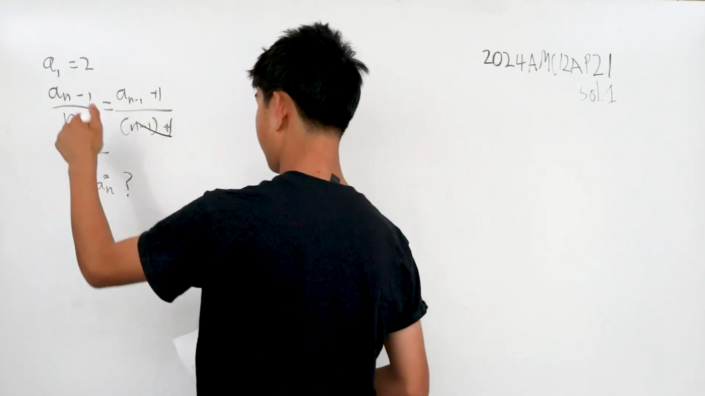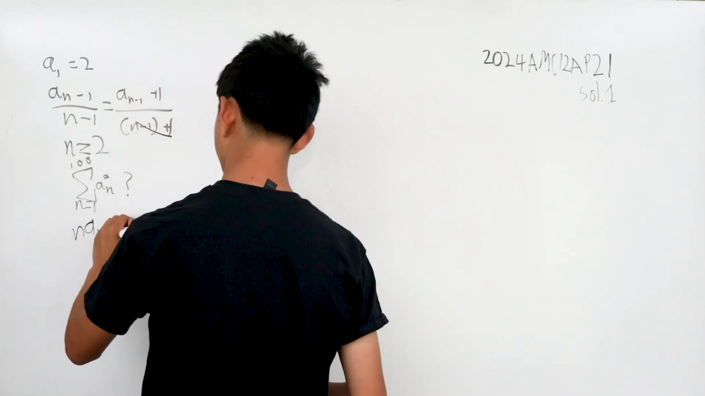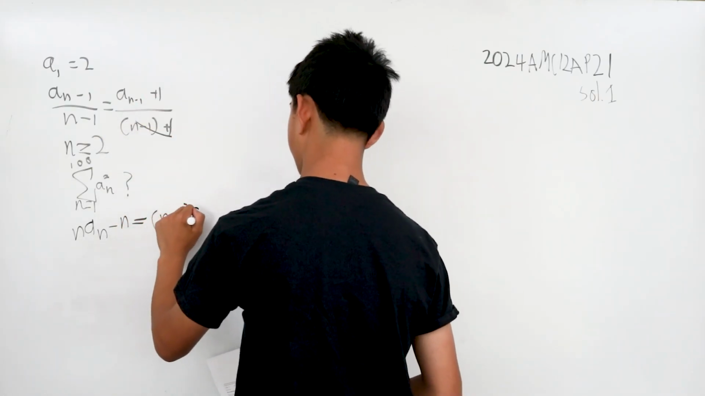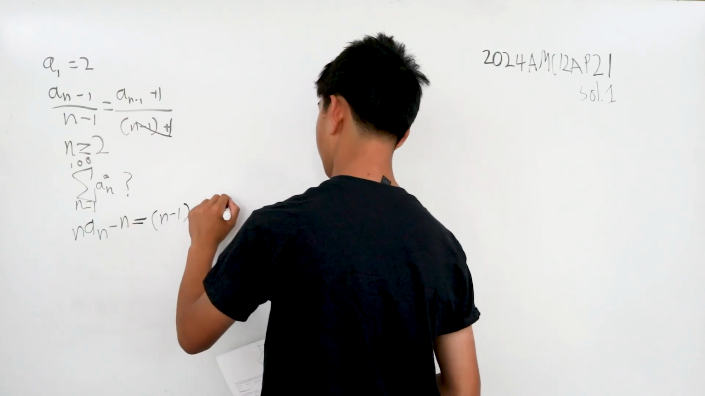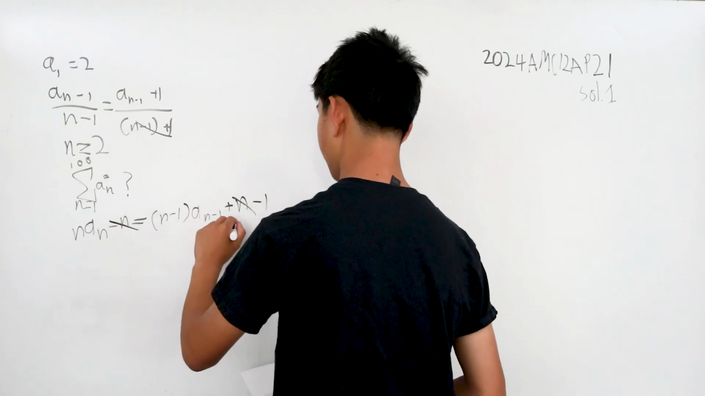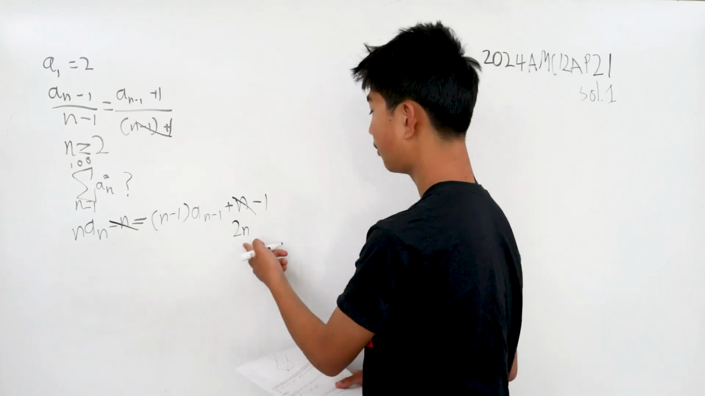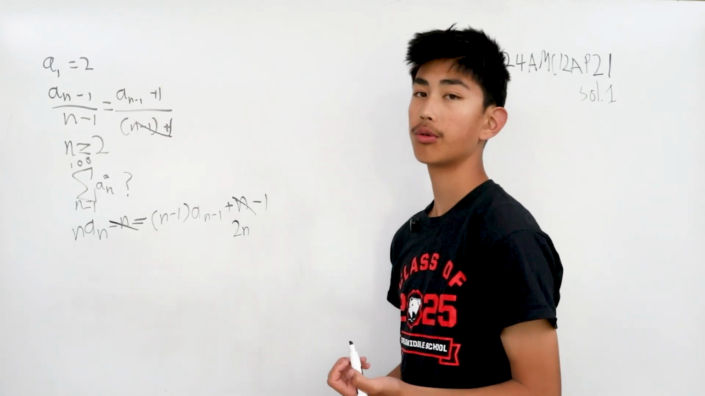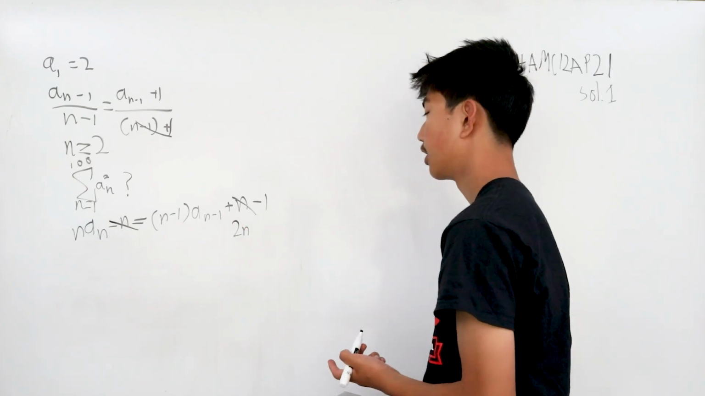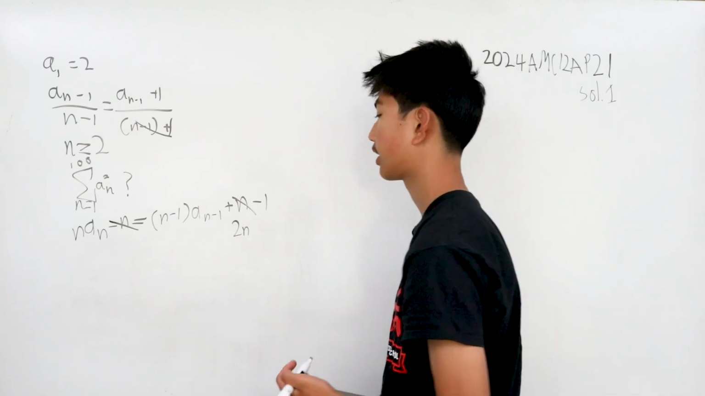So then this side becomes n times a sub n minus n equals, and then multiply this one over, n minus 1 times a sub n minus 1 plus n minus 1. We can move this n over here to get 2n. And the key aspect is that we see we have a 2n and a minus 1. What we can do is complete the square. So we're going to need a minus n squared here, because usually this would be plus 1, but this is minus. So we want the signs reversed.